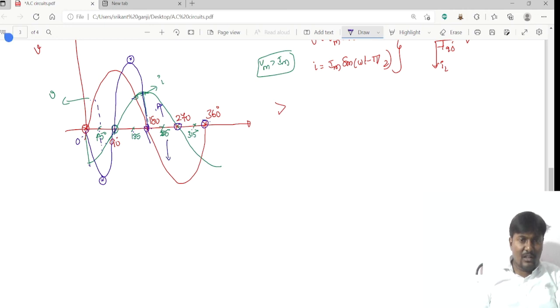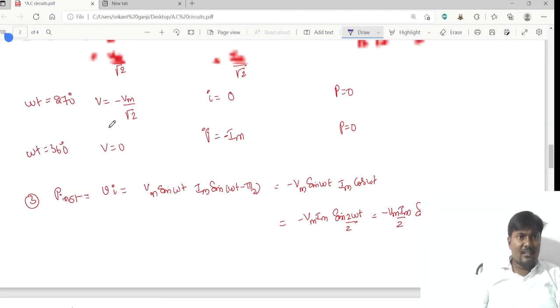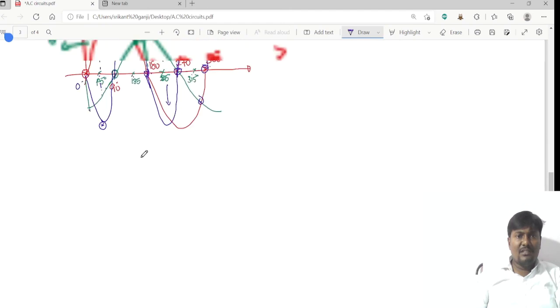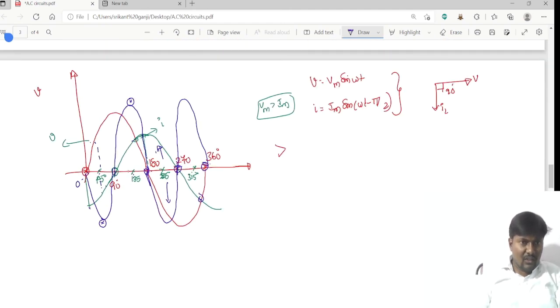The magnitude of the voltage waveform is negative. As positive into negative, it is negative. By taking the values, you should draw the waveform. And here negative into negative, check that at 315 degrees. Yes, negative into negative will give the positive value. So when the voltage waveform completes one cycle, the power waveform completes 2 cycles. This power is called the instantaneous power.